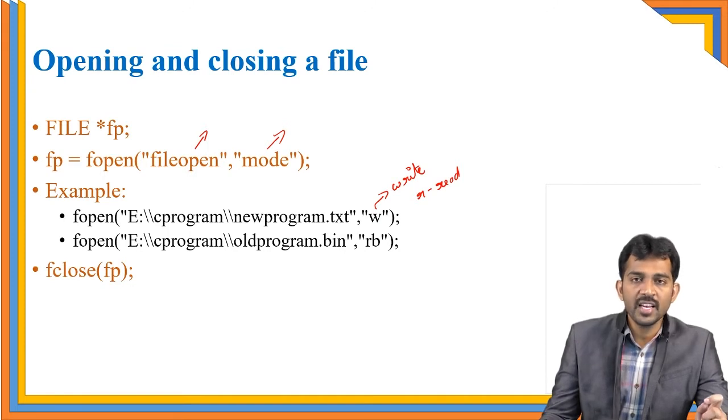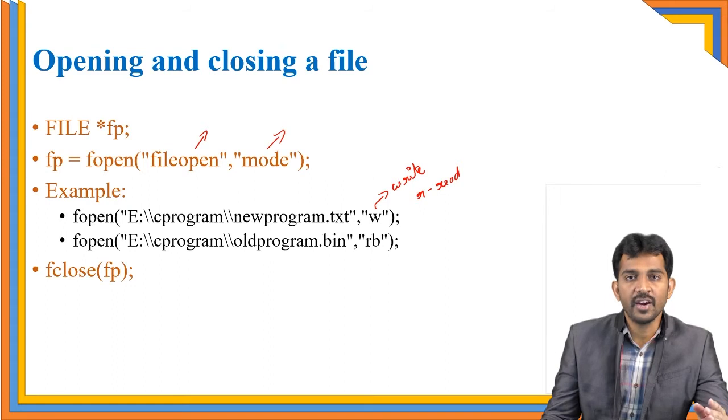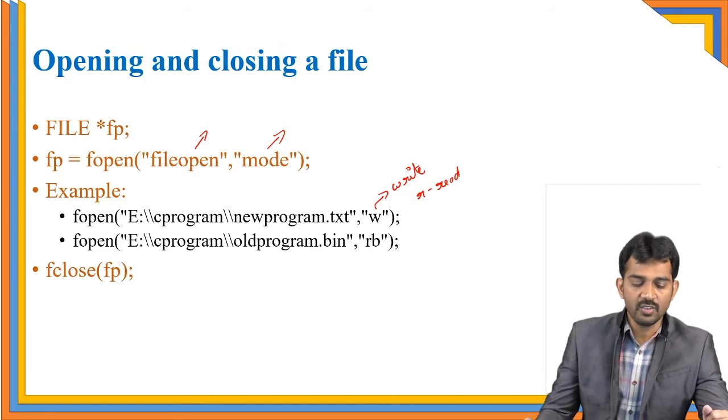If you open a file in the write mode and the file does not exist, it is going to create the file. If the file already exists, it is going to overwrite the data. Coming to append, if the file is not available, it is going to create the file. If the file is available, then it is going to add the data. That is the difference between append and write. We will see one by one.